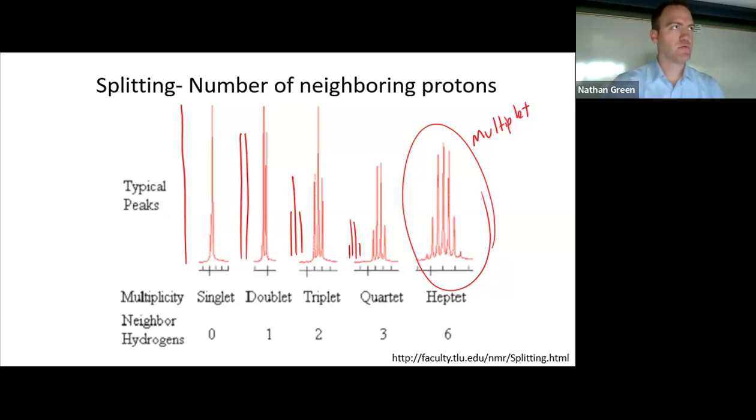I do not want you to try and count any more than 4 peaks. If you count more than 4, you just say there's a lot of neighbors. They're showing a heptet here, but you have to have an incredibly strong magnet to be able to see that. I want you to just say there's a lot of neighbors. I don't know how many, but it's surrounded by a lot of protons.